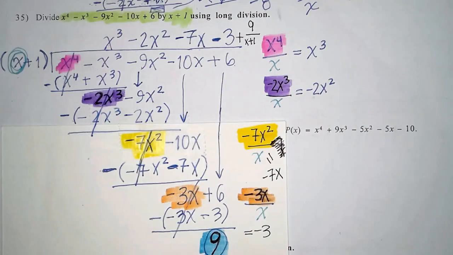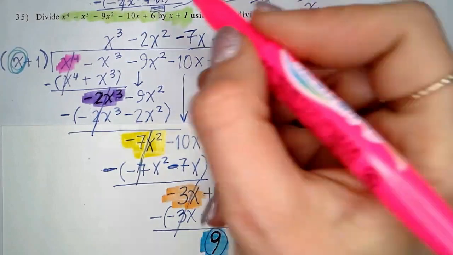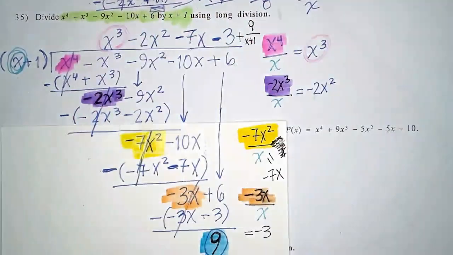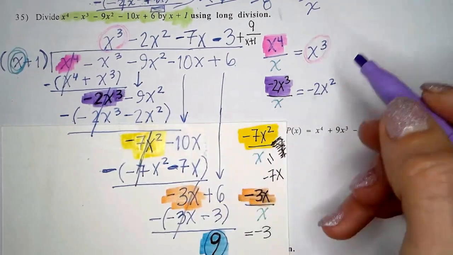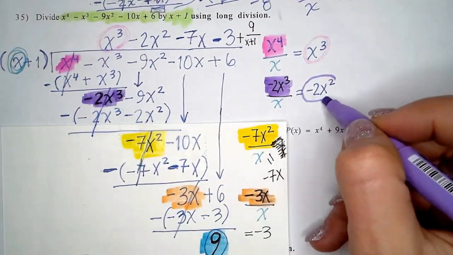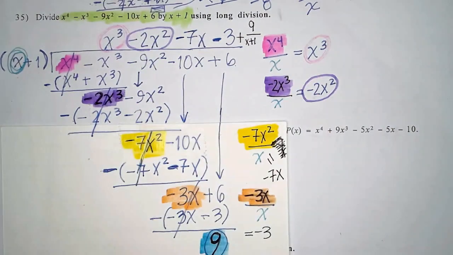So I'm going to do a little extra step here. When I divided this pink, I got this answer, which I'm going to circle in pink, and I'll write it over here. Do you see how I'm kind of color coordinating it? Purple, I divided the negative 2x cubed, and I got negative 2x squared as my answer. So I'm going to write that over here.